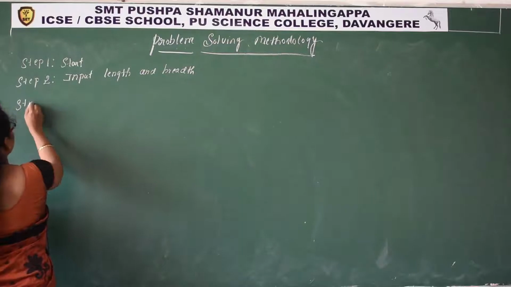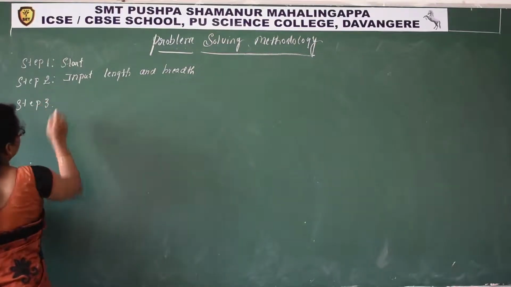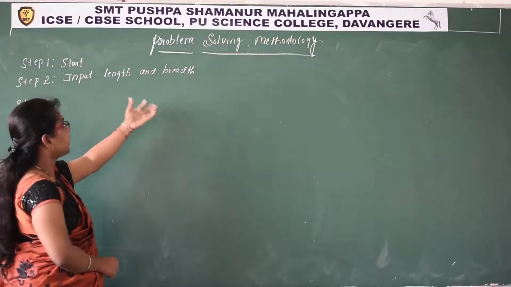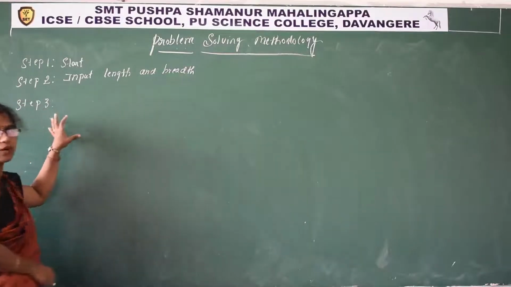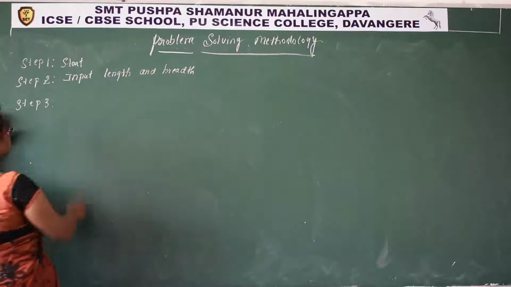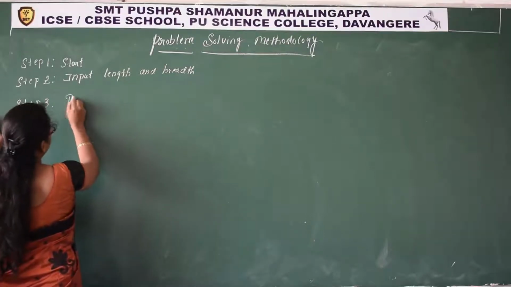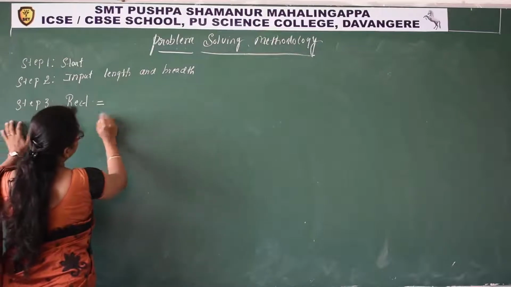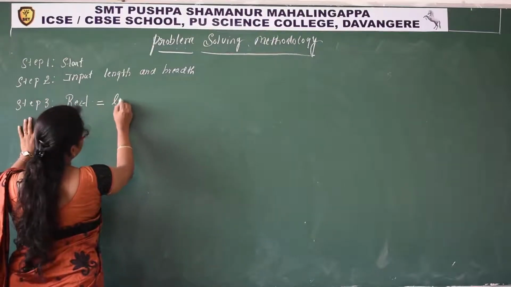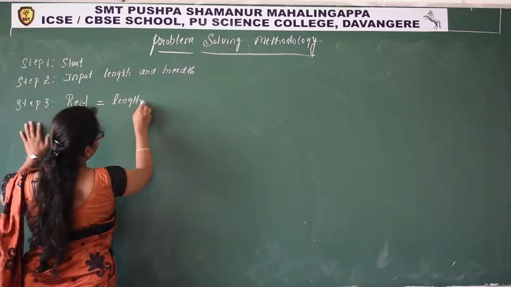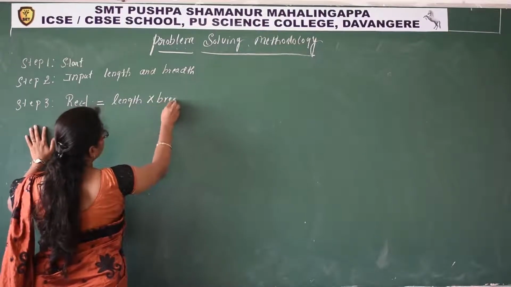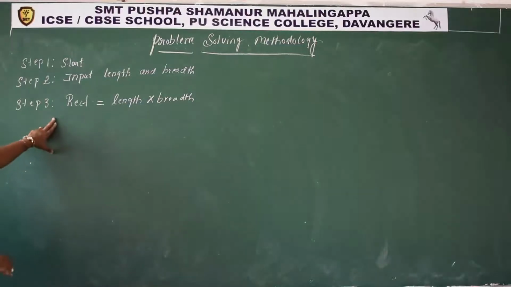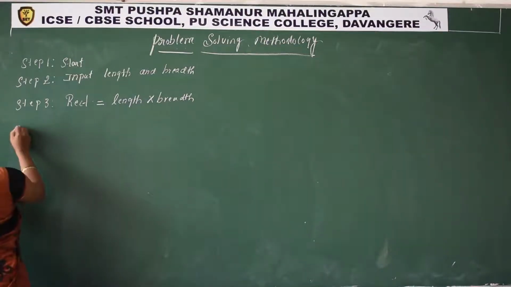Next, step 3. So what is the formula? Length into breadth, and that calculation, that value will be stored in some identifier. We'll give an identifier here. I'll take rect as an identifier. rect is equal to length into breadth. Now the answer is in rect, so we have to display rect.